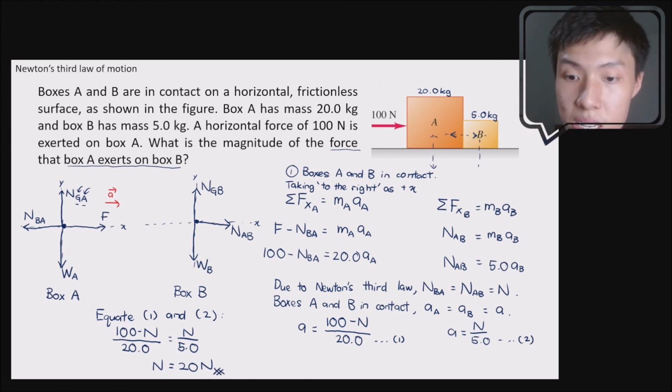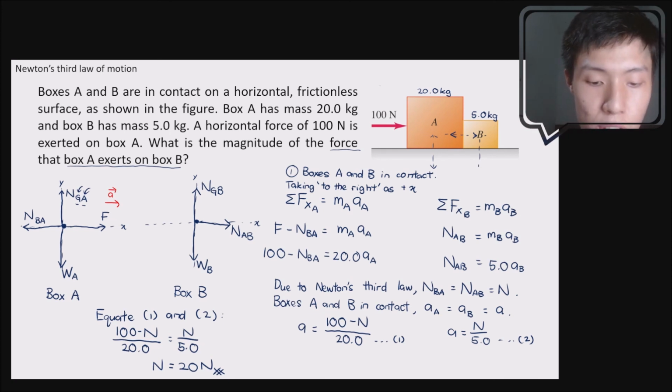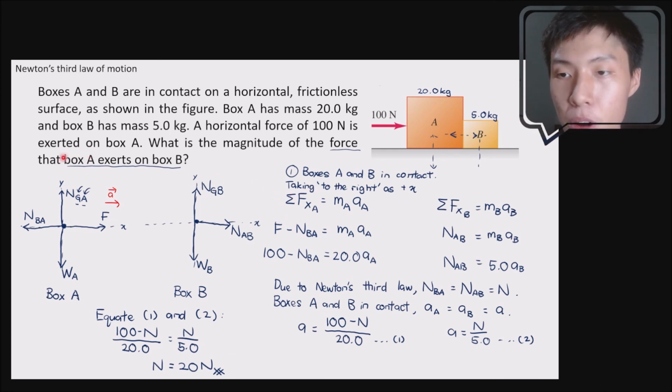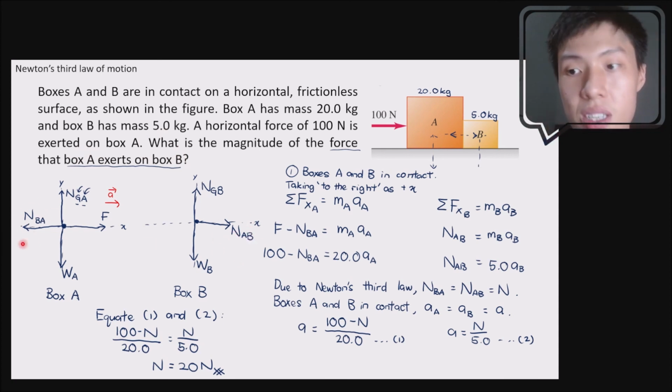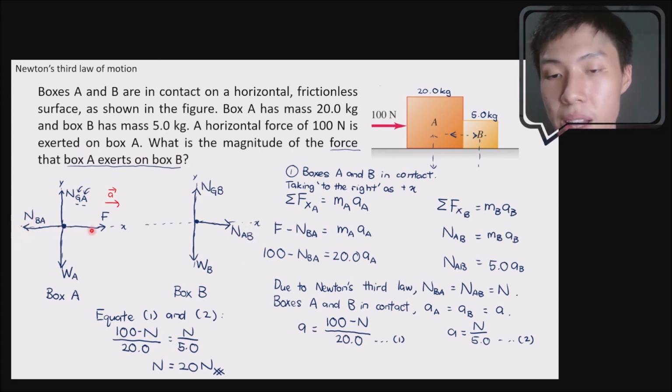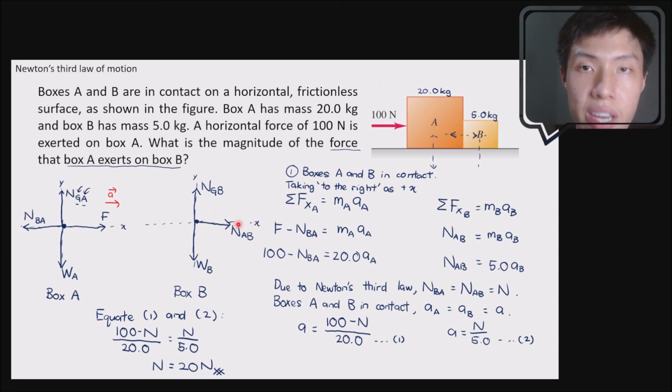And what is the by and on for this normal force? It's exerted by box A on box B. And of course, this normal force is also exerted by box B on box A as well. So this one is 20 Newton, this one is also 20 Newton. This one is 20 Newton to the left, this one is 20 Newton to the right. Together they form an action-reaction pair, equal magnitude, opposite direction. So that's all for this question.